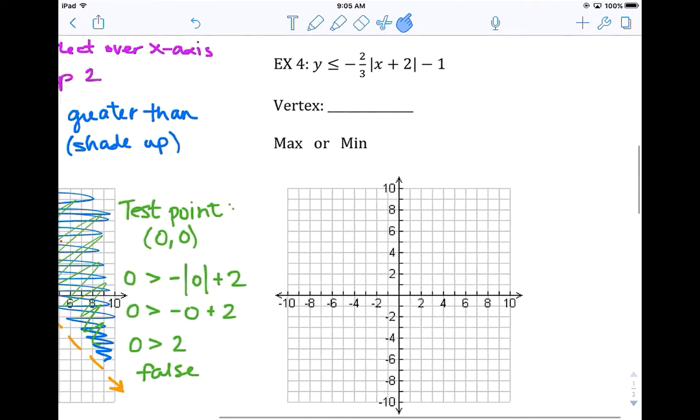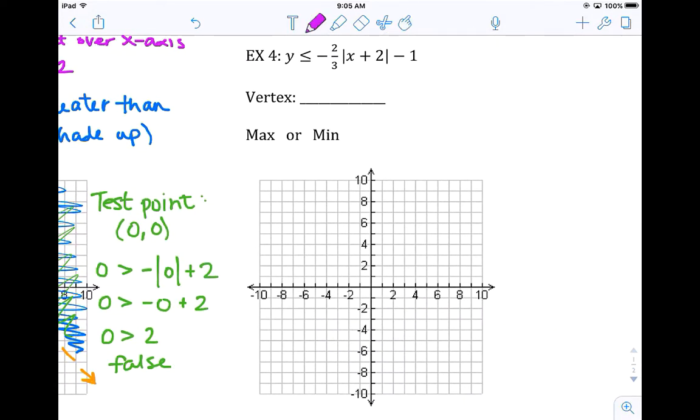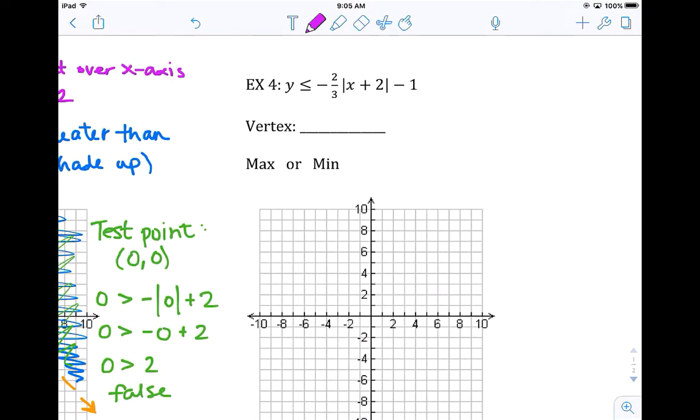All right, let's try one more. This time we've got quite a few transformations happening. So I'm going to list them off to the side. We have a reflection over the x-axis. This time we do have a compression because we have that number in front of the absolute value. That's going to be a shrink, so that's going to affect the slope of our line.